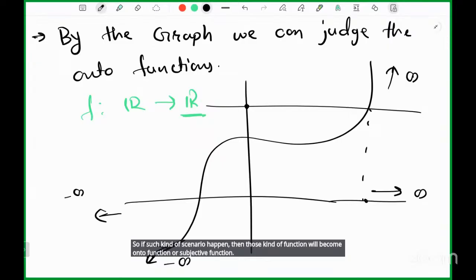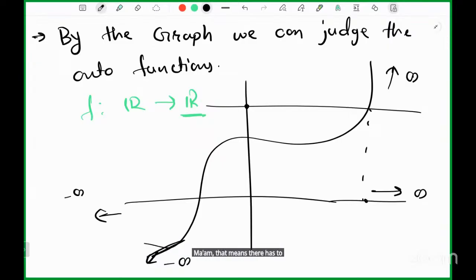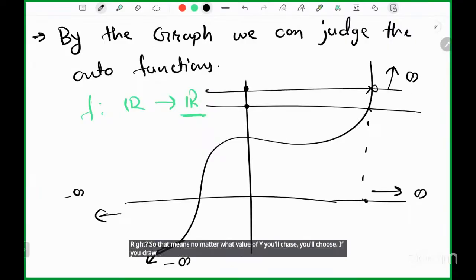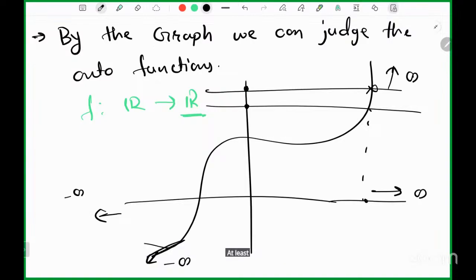Okay, so ma'am, that means there has to be no break basically? Not about a break. I mean, it has to cover the entire y-axis, right? So no matter what value of y you choose, if you draw a line, it should intersect the graph at least once. So, ma'am, trigonometric functions like sine theta and cos theta are not onto functions. They are not onto functions if you consider the codomain to be the real numbers, right?